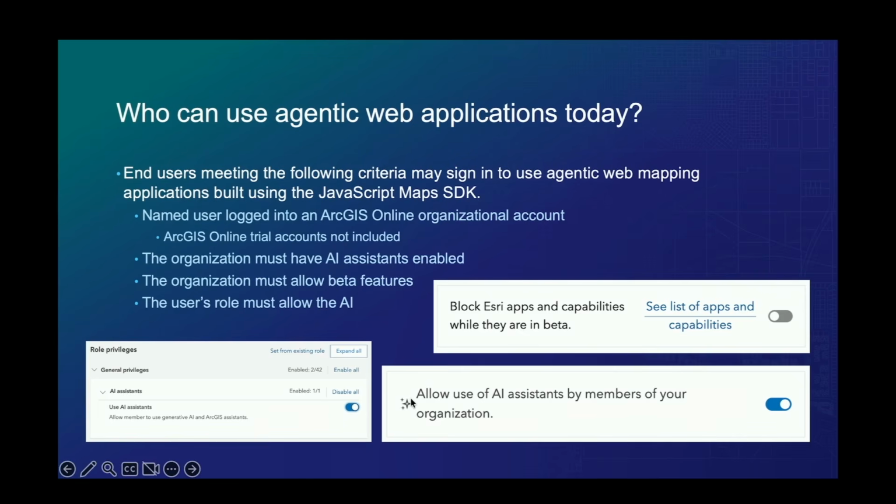So some of these states are kind of confusing. This one right here, you have to have toggled on: Allow use of AI assistance by members of your org. And then you must allow beta features. So this is like an off state. You don't want to block Esri apps with beta features. And then they must have the AI assistance role privilege as well. So that needs to be toggled on.